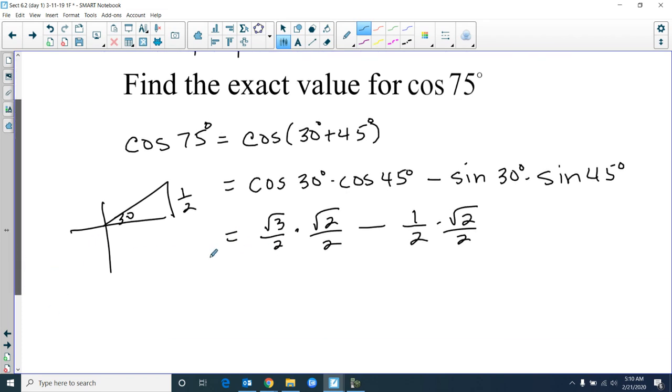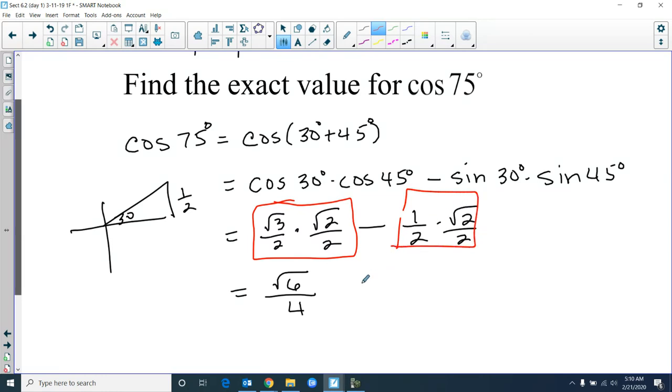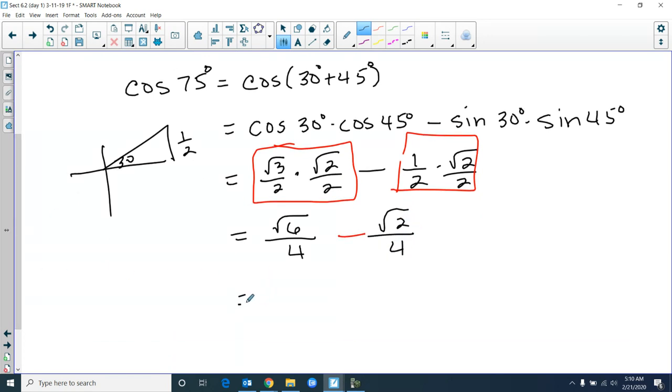Now, this isn't going to simplify very nicely, and that's okay. To multiply these together, multiply the tops together and the bottoms together. Square root of 3 times square root of 2 is square root of 6, and 2 times 2 is 4. Same thing here: minus 1 times square root of 2 is square root of 2 over 4. They both have a denominator of 4, so I get square root of 6 minus square root of 2 over 4. That is the cosine of 75 degrees.